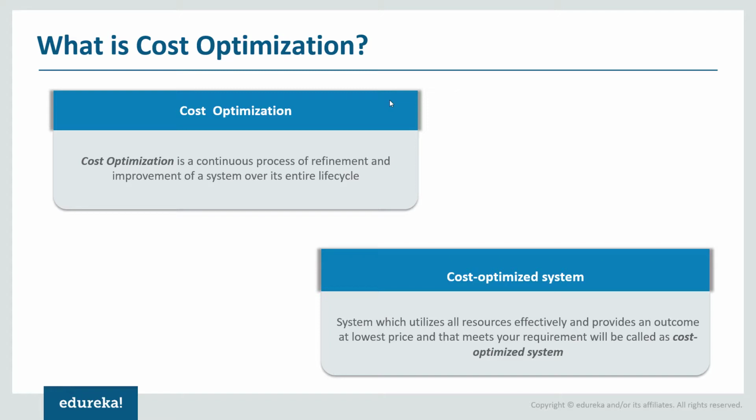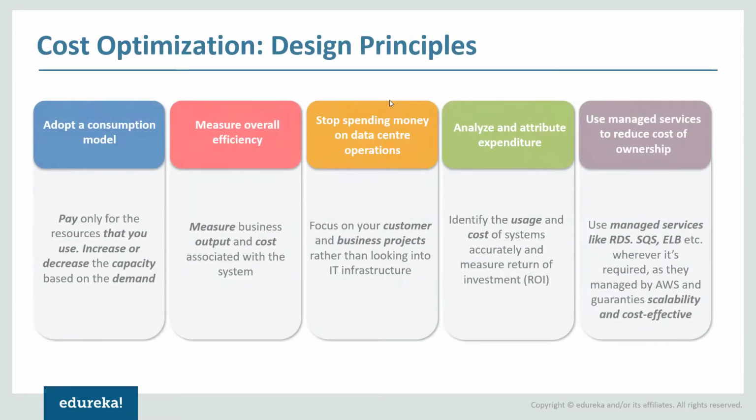Now, okay, how can I go ahead and implement it? First thing is you need to consider cost at a design level. So what aspects do you need to consider at a design level to ensure that you get the best cost optimization possible or ever available?